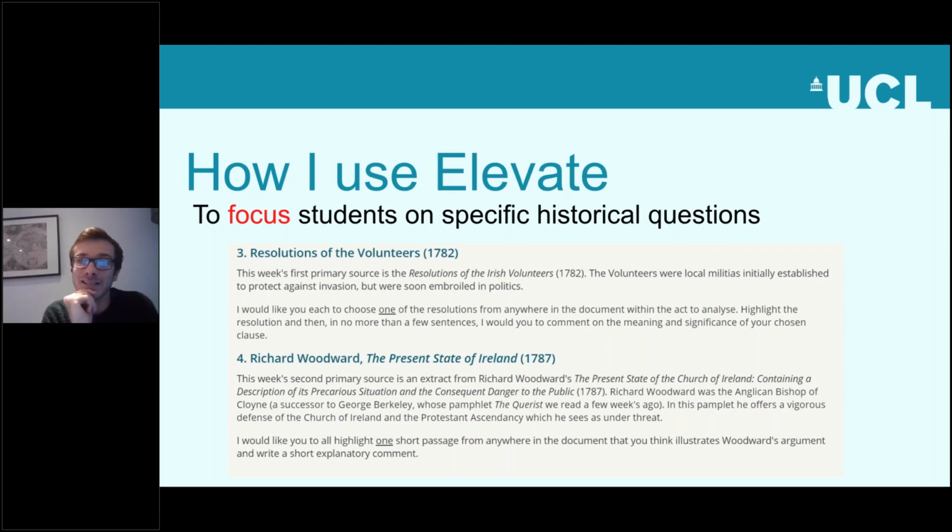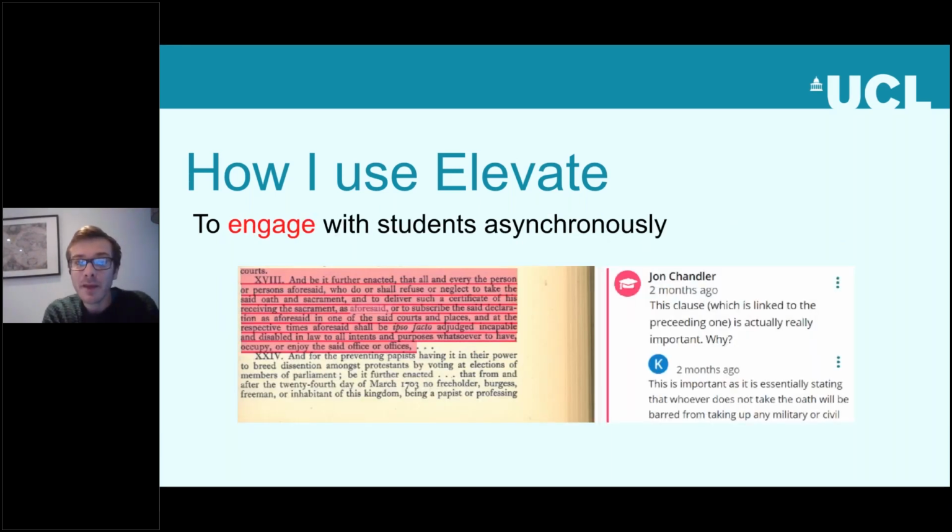So if I move on to the next question, next slide. This is an example from this source. It's also a way for me to engage with the students asynchronously. For example, in this source, no one highlighted clause 18 here, which is actually the most important clause in the whole text, but it's towards the end of the text, so not many of the students got that far. So this was an opportunity for me to jump in and point out that clause 18 is the most important one and ask them why. We start up an asynchronous conversation, which we can then continue in the seminar class.